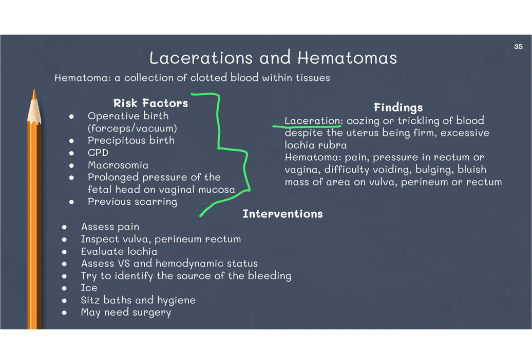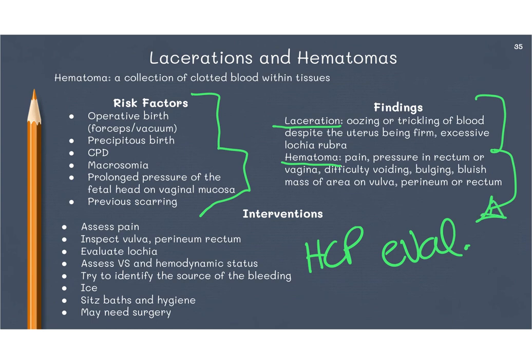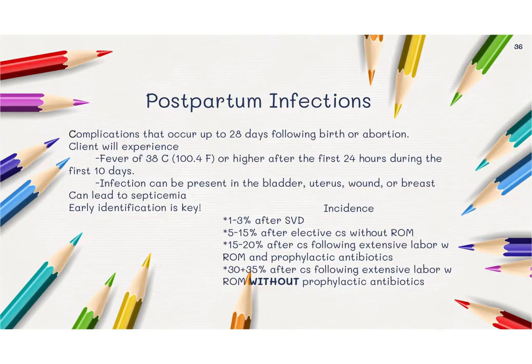A hematoma, I already told you what that was. So what are we going to do about it? Assess pain. So assess the area, right? Evaluate your lochia. Do an SBAR, and your recommendation is to have your healthcare provider come evaluate as well, okay? Because both of these things are abnormal. So let's go ahead and get our healthcare provider at the bedside as well.